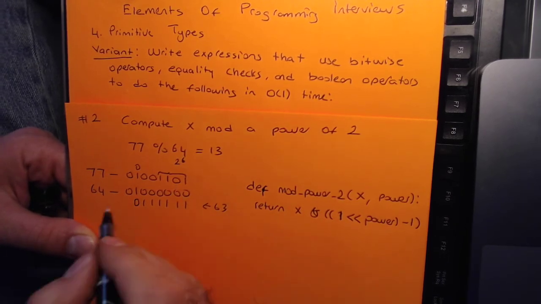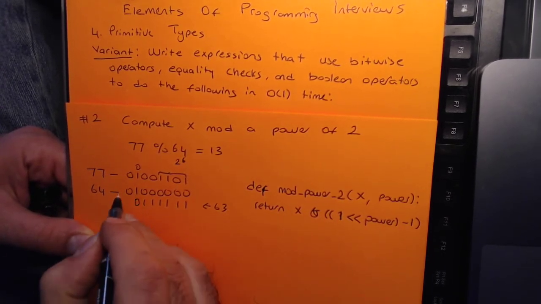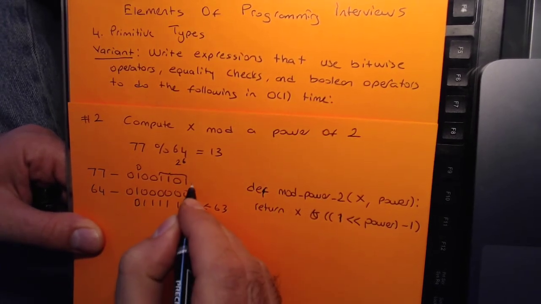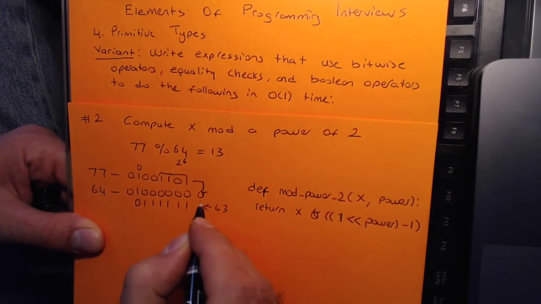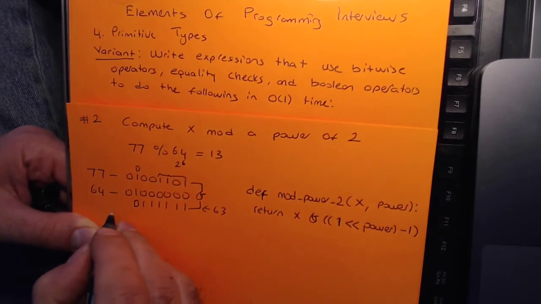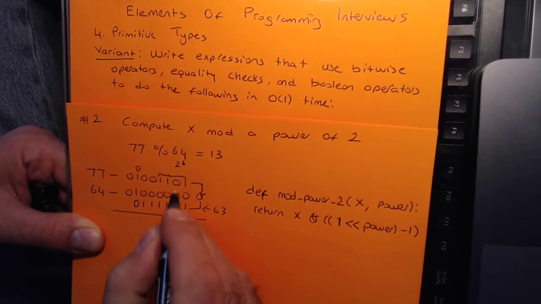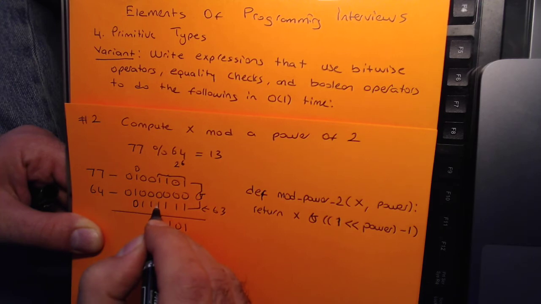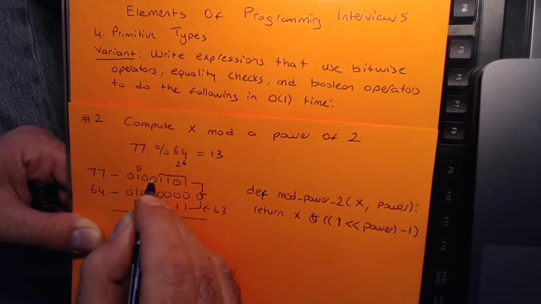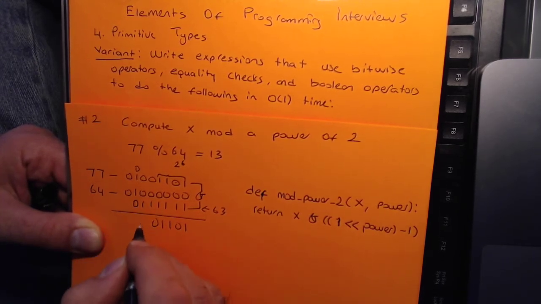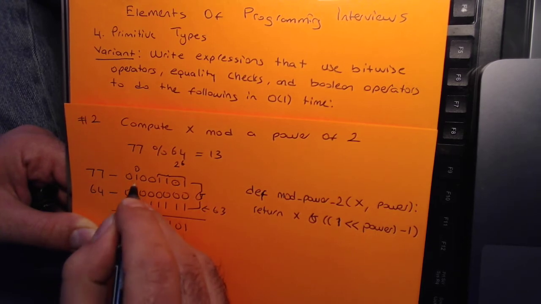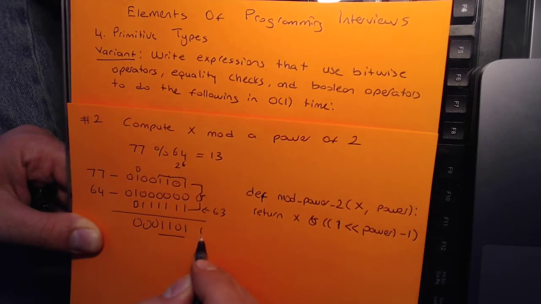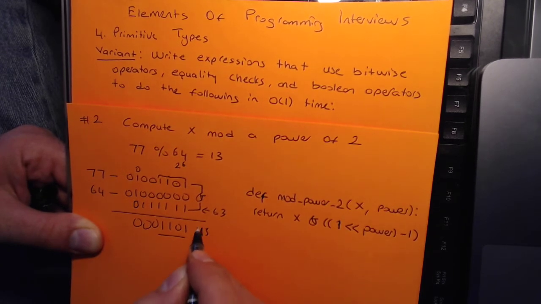As I said, if you subtract 1 from 64, that becomes 63. So if you apply the AND operation to these two numbers, what you end up with is: 1 and 0 is 0, 1 and 1 is 1, 1 and 1 is 1, 0 and 1 is 0, 0 and 1 is 0, and in this case 1 and 0 is 0. Wow, we got 13. So this is 13.